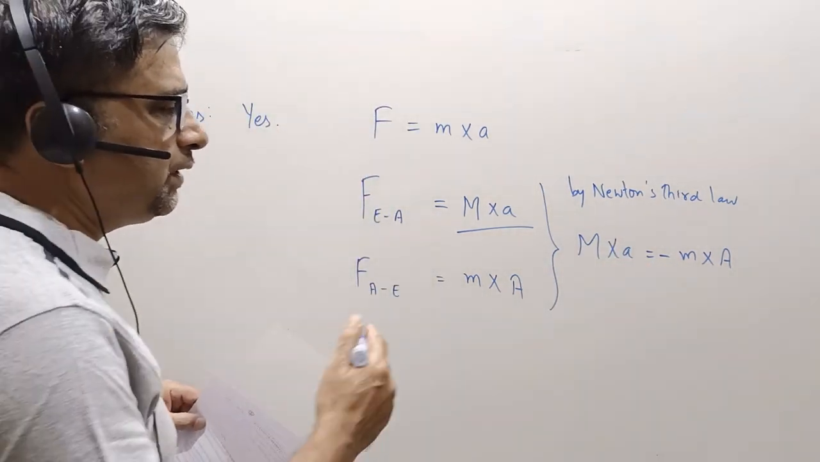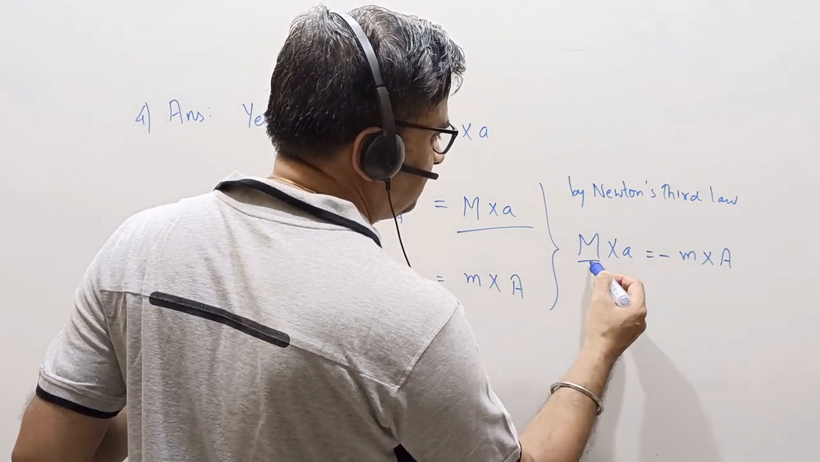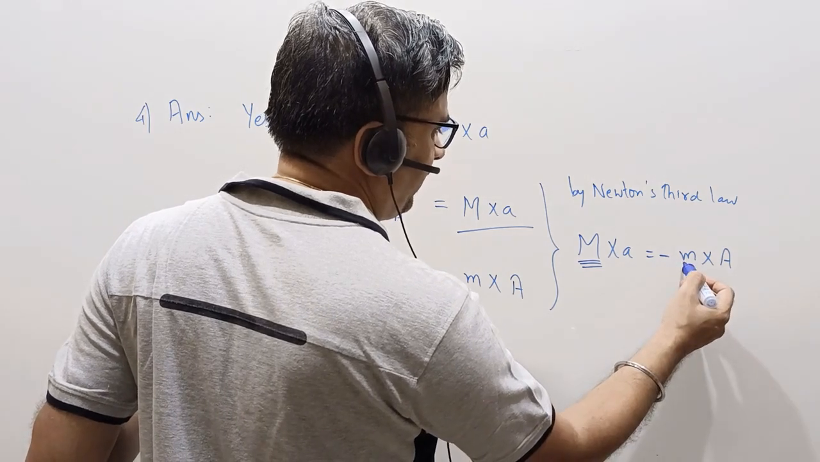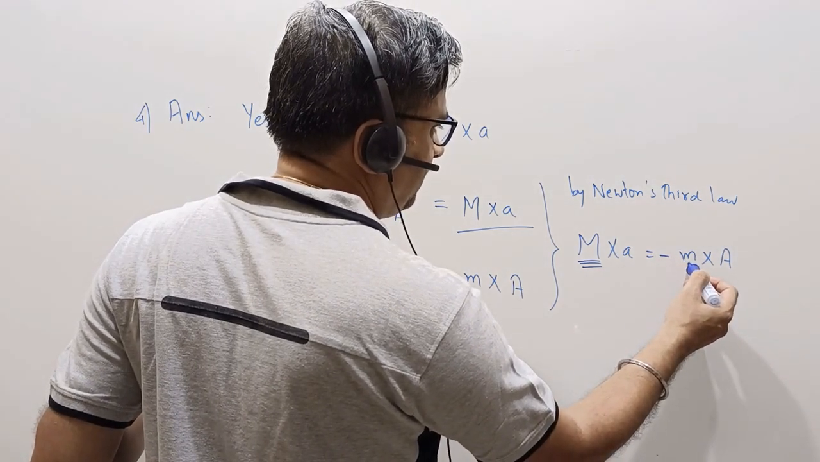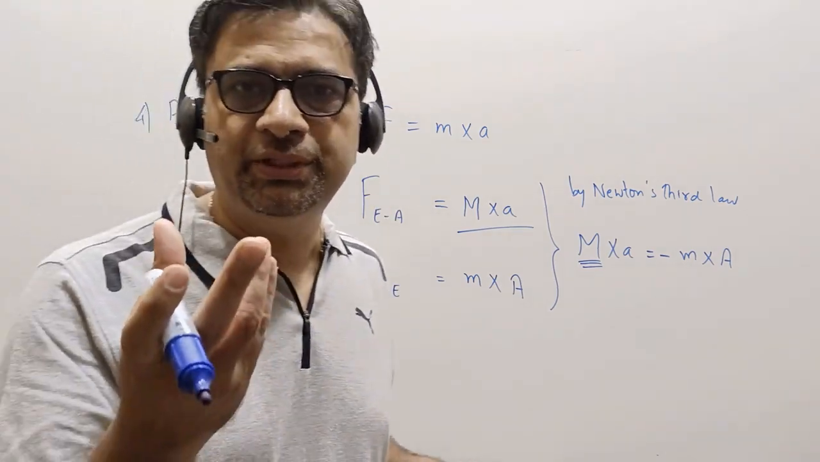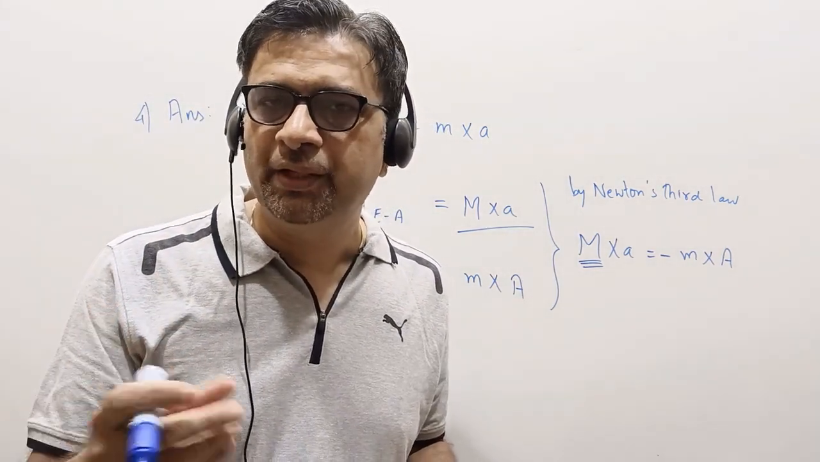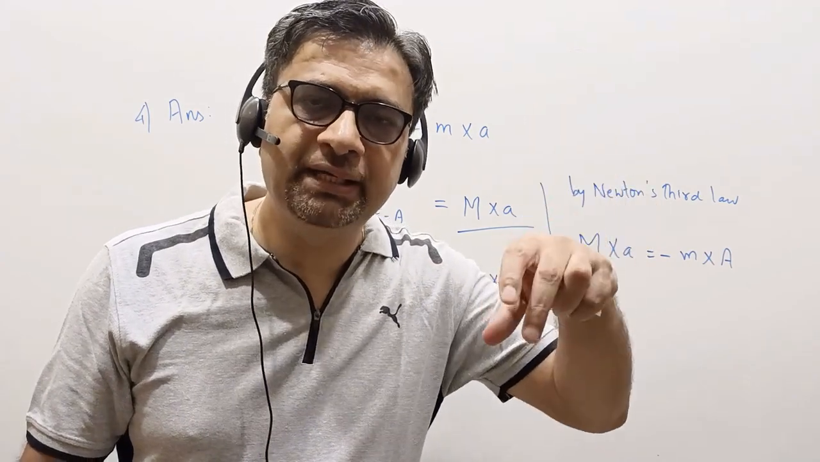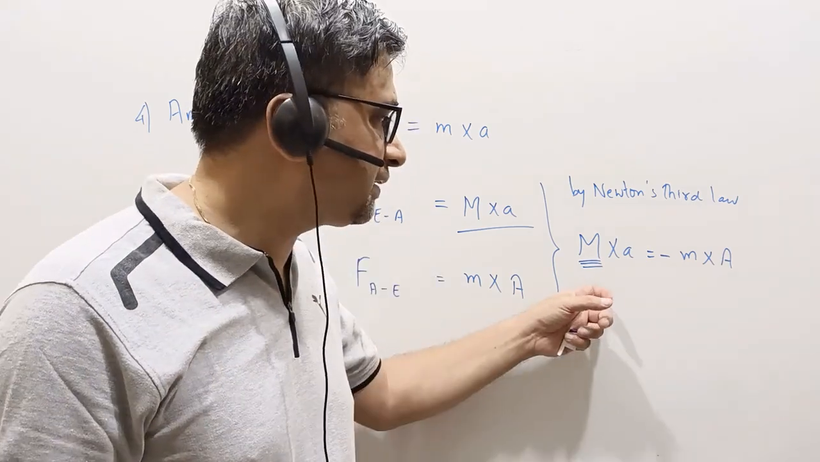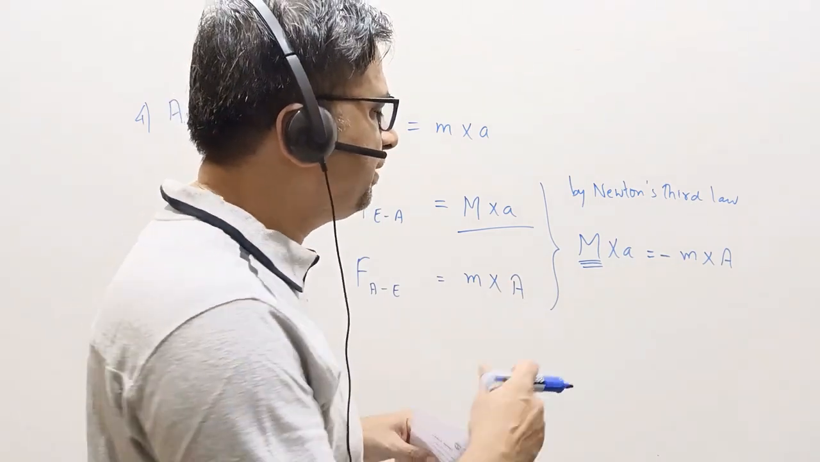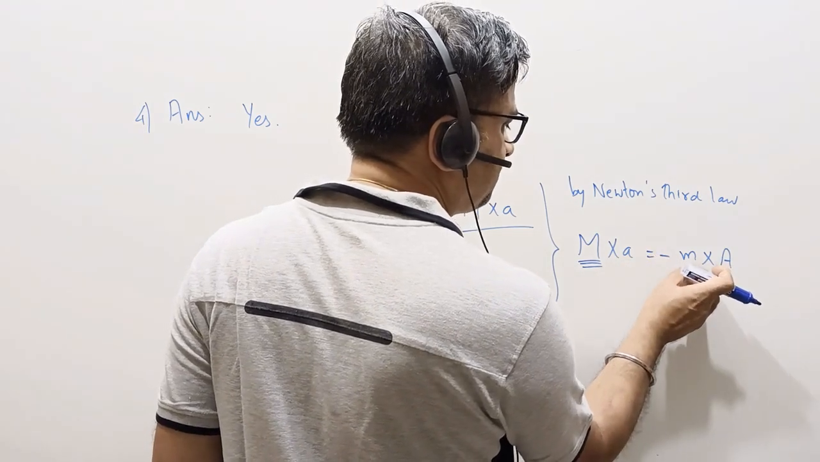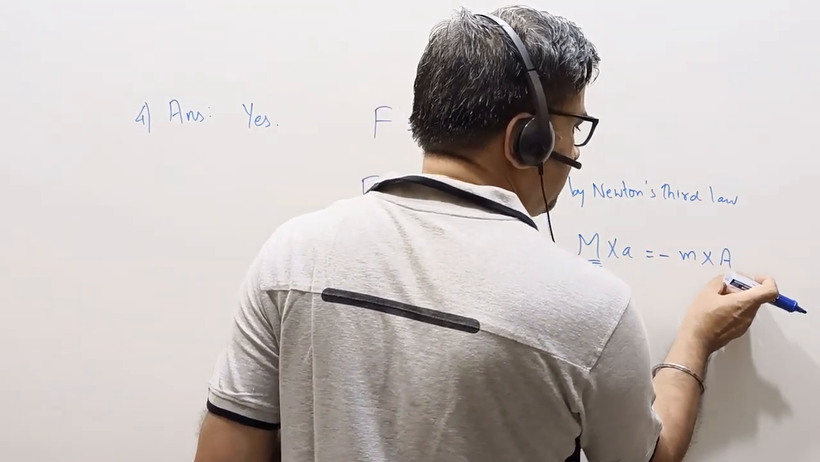Now, because the mass of the earth is huge, its acceleration is very small, whereas the mass of the apple is very small, so the acceleration caused to the apple is huge, and therefore the apple gets attracted to the earth and not the other way around. The product of these two is the same, but if this is a huge quantity, this must be a small quantity. On the other hand, if this mass is a small quantity, the acceleration must be huge.